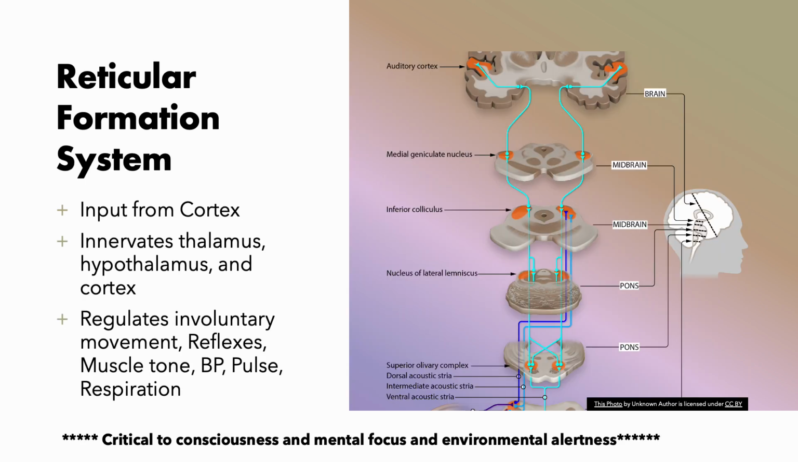The reticular formation system is the primitive brain. It receives input from the cortex, an integration area for input from post-sensory pathways. It innervates the thalamus, the hypothalamus, and the cortex. It's responsible for the regulation of involuntary movement, reflex, muscle tone, vital sign control, blood pressure, respiratory rate, and it is critical to consciousness and ability to mentally focus, to be alert, and pay attention to environmental stimuli.